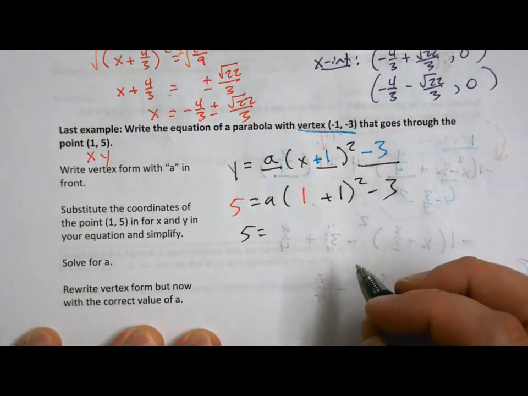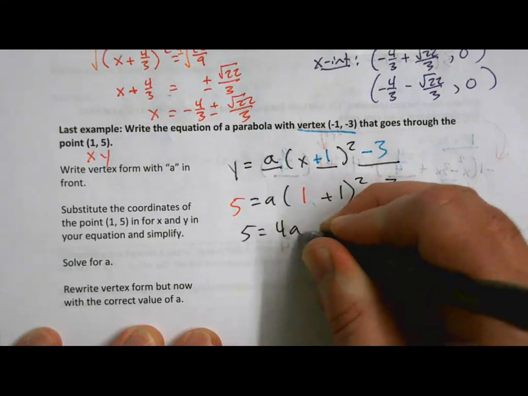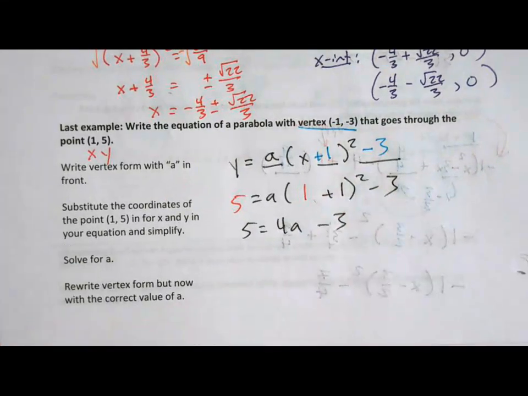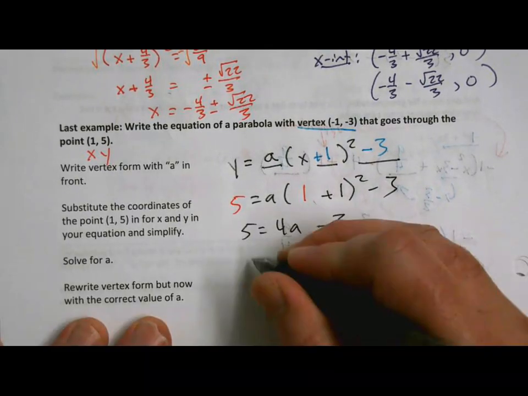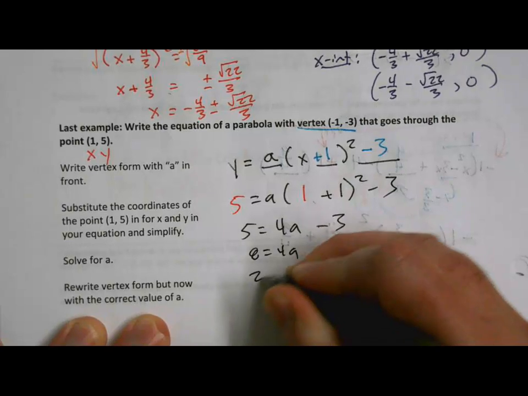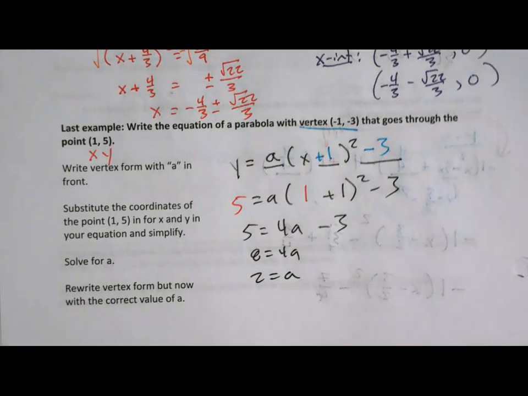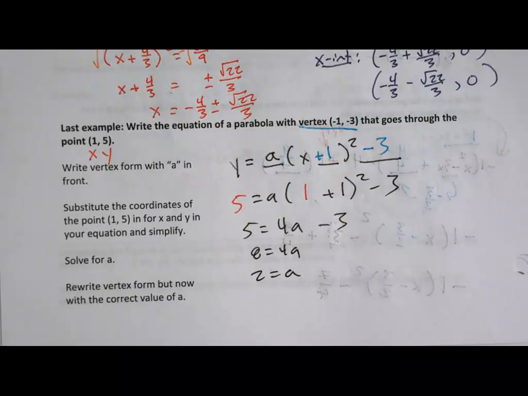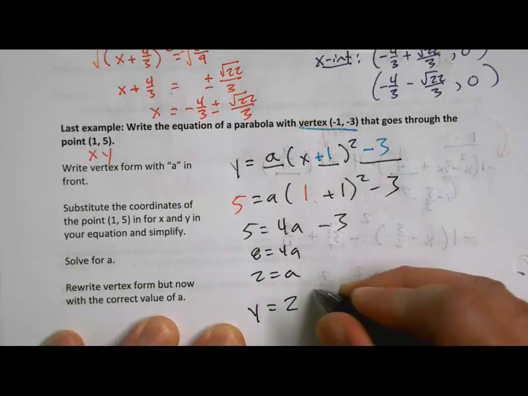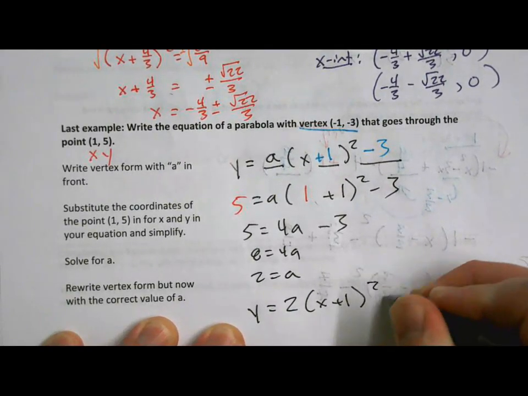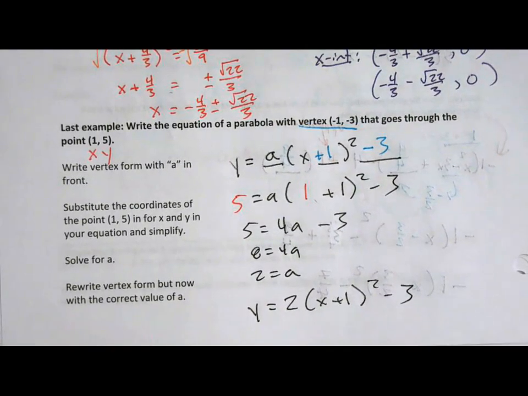That's just 2 squared is 4. And that's it.